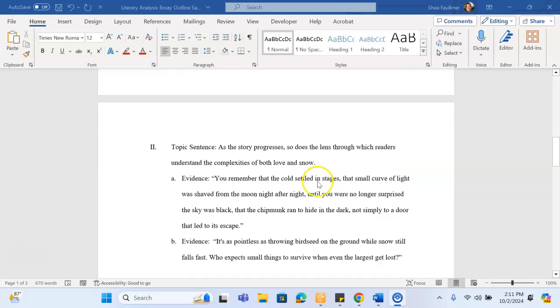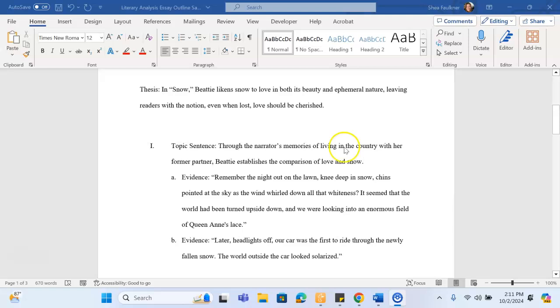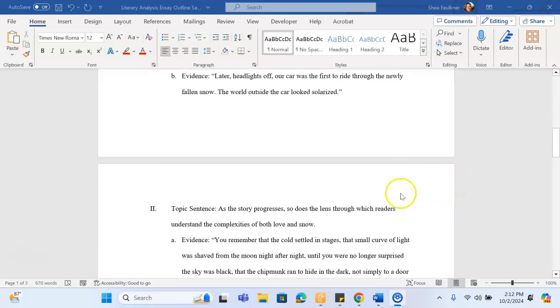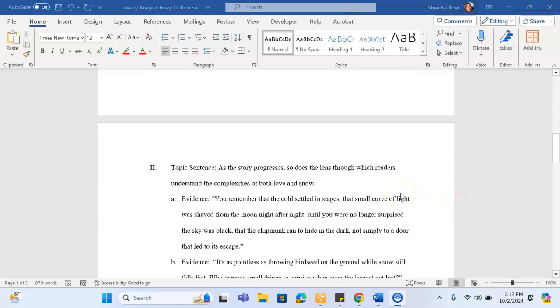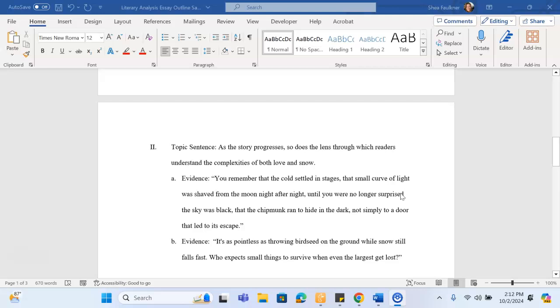Now, for topic sentence 2, as the story progresses, so does the lens through which readers understand the complexity of both love and snow. So again, I'm tying together love and snow, and I'm bringing in this idea of the reader. I'm tying it back to the reader. Here, in this first paragraph, I'm implicitly evoking the understanding of the reader. In topic sentence 2, I'm getting more into specifically how the reader is being impacted.